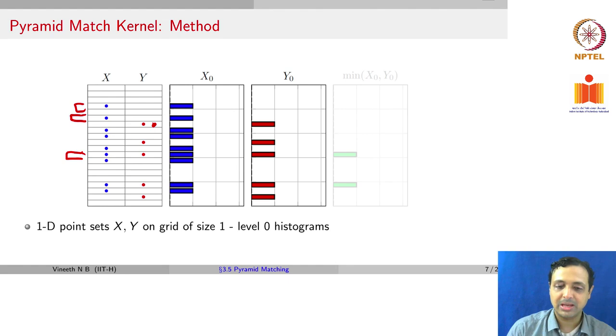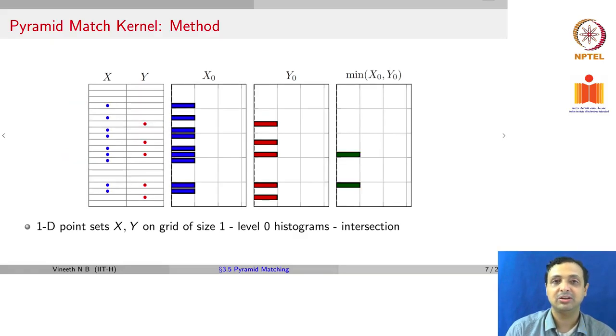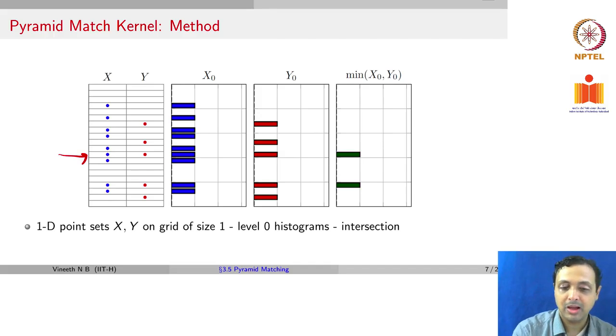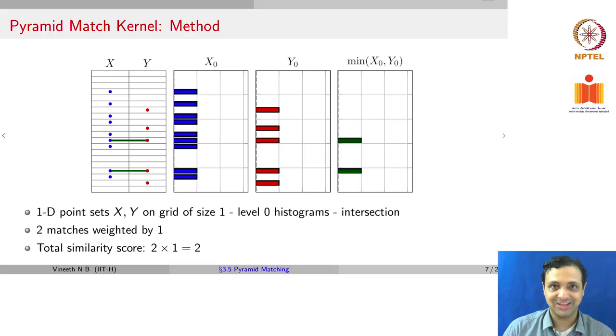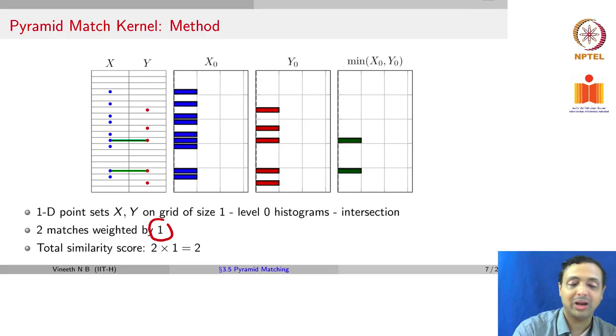Based on these histograms, when you try to match them, remember our histogram intersection is going to be the min of each element. So you're going to be left with the intersection, which is simply one value here for this bin and one value here for this bin. All of the other bins have one of the elements in X or Y to be 0, which means they'll get removed. So you have two matches now between images X and Y, and you're going to weight them by a value 1. So your total similarity score now is going to be 2 into 1, which is 2.